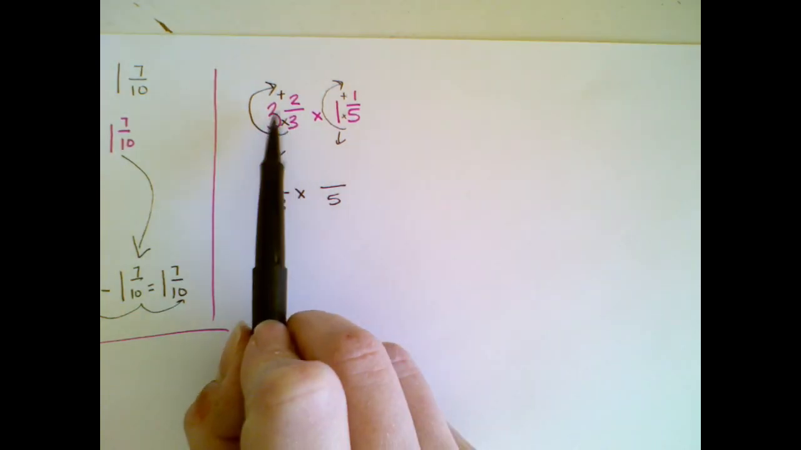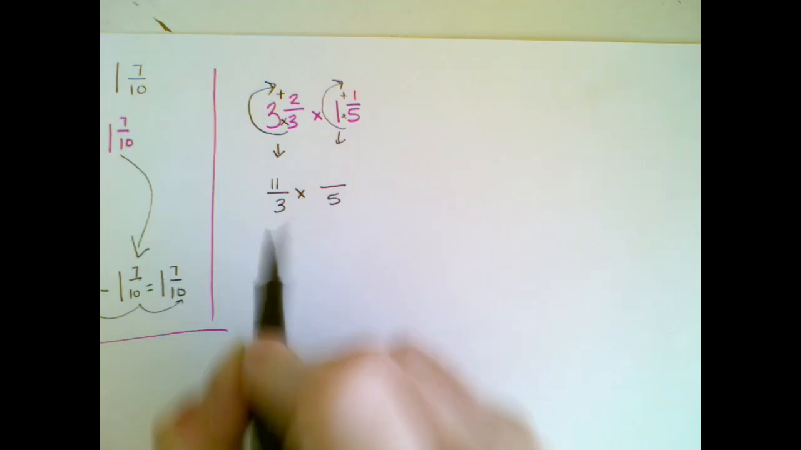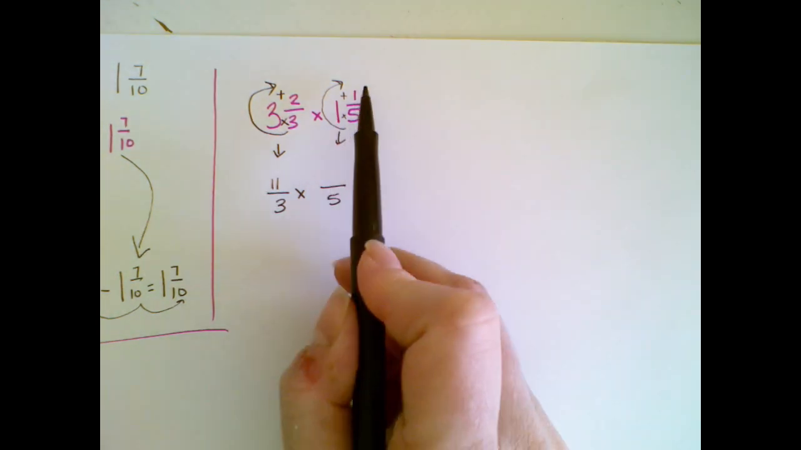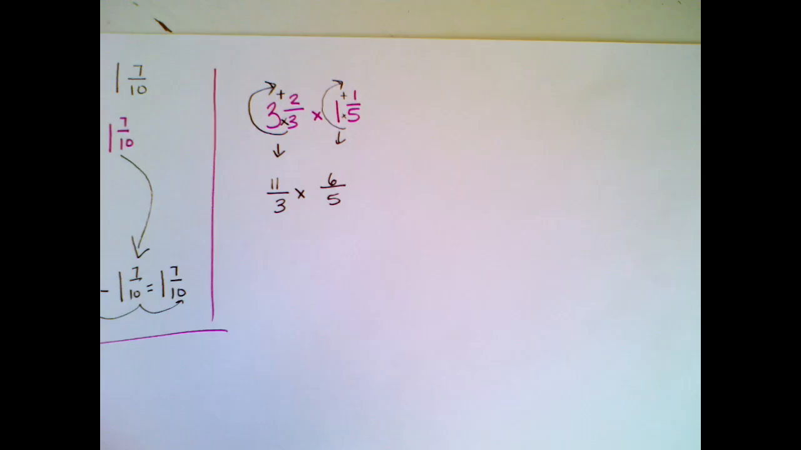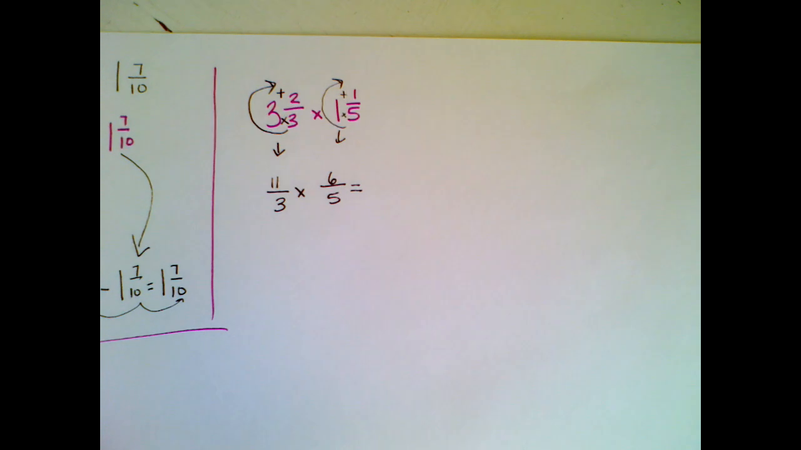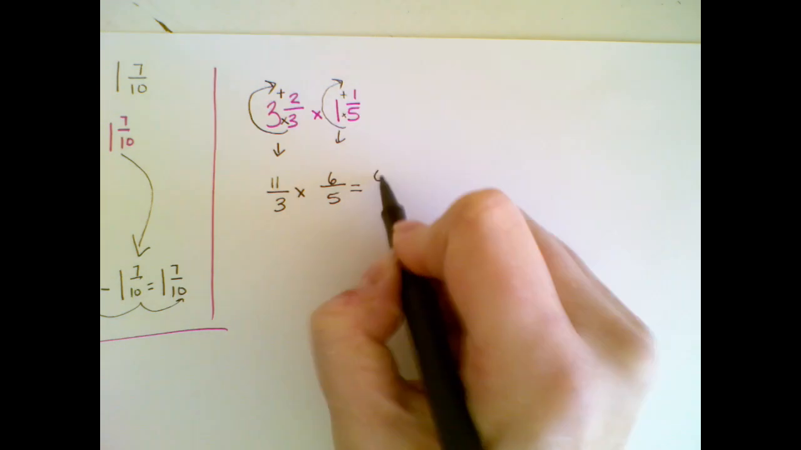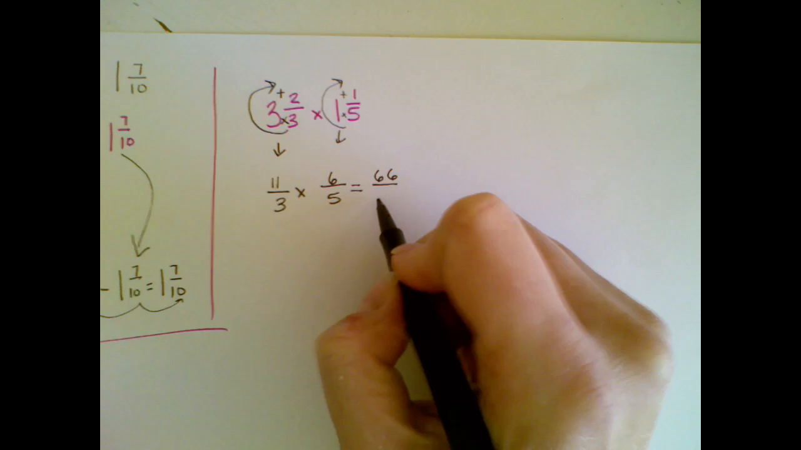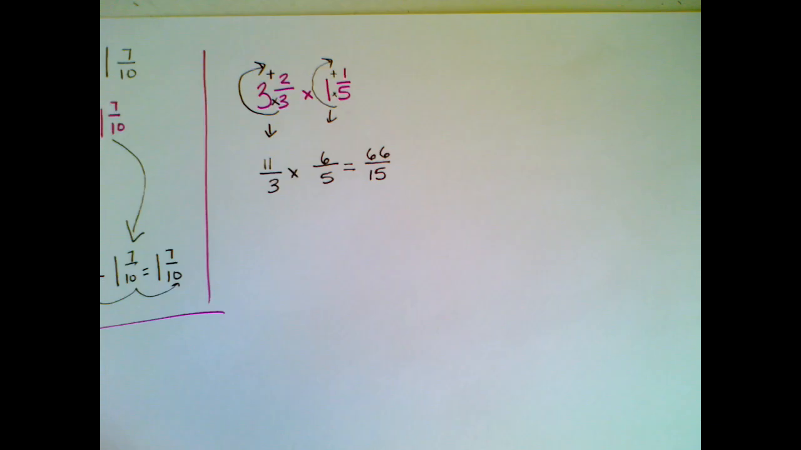So here we go. 3 times 3 is 9, plus 2 is 11, and then 5 times 1 is 5, plus 1 is 6. Okay, now we can multiply straight across. 11 times 6 is 66. 3 times 5 is 15. So I have to think, my next step is simplifying. So how do I know if I'm going to just reduce the numbers by a common factor or if I need to divide this out to get a mixed number?